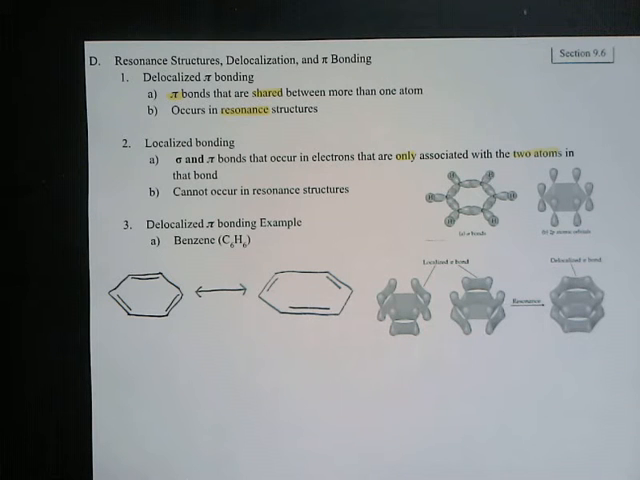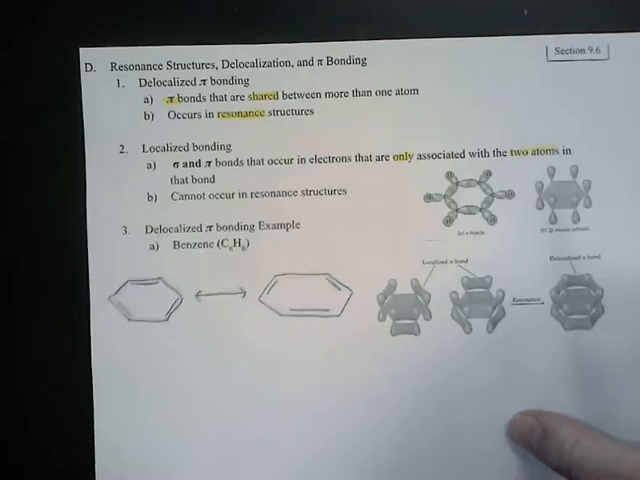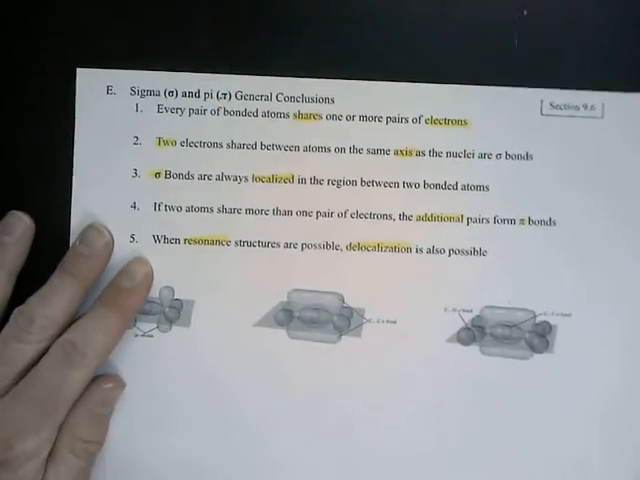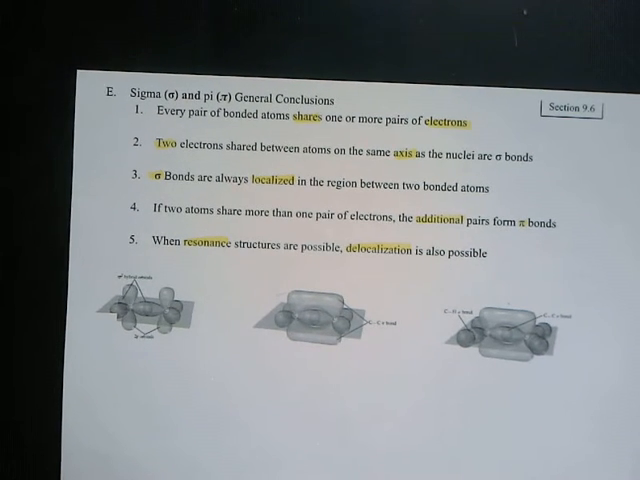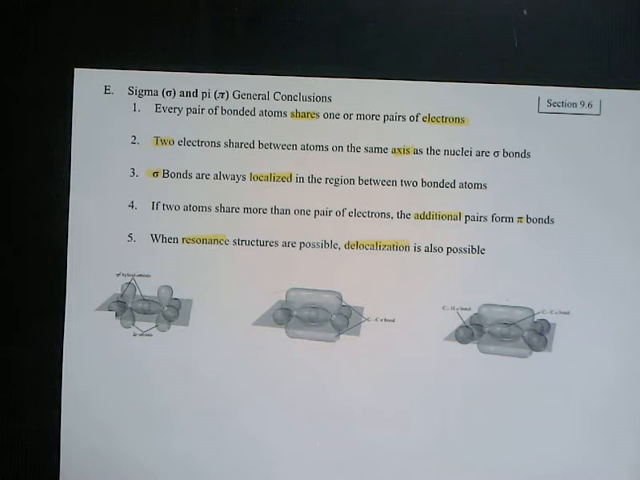All right, summing this all together here with sigma and pi bonds, every pair of bonded atoms shares one or more pairs of electrons. As a result, you are going to have a sigma bond. So every single covalent bond will have one sigma bond. Pi bonds are when you have that additional overlap. So things have to be brought closer together, and we can delocalize those pi bonds if we have resonance structures which flip that double or triple bond.